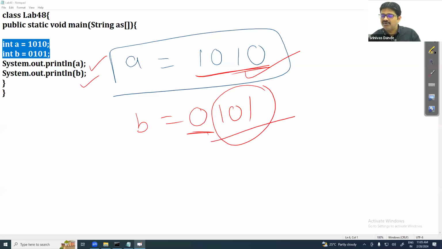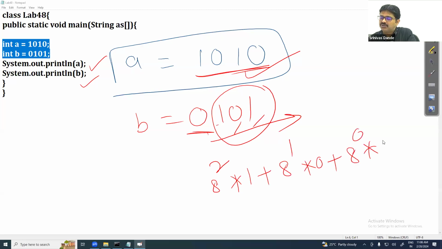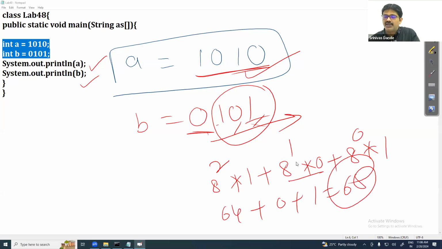What is the octal 101 equivalent decimal number, guys? Calculate. 8 power 0, 8 power 1, 8 power 2. 8 power 2 into 1 plus 8 power 1 into 0 plus 8 power 0 into 1. 64 plus 0 plus 1, which is 65. So what will the output print? A is a decimal. Decimal means as it is, it shows 1010. And this octal 101 will be converted to decimal and printed.